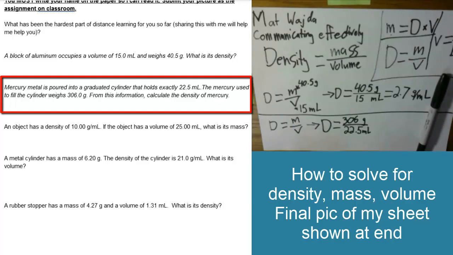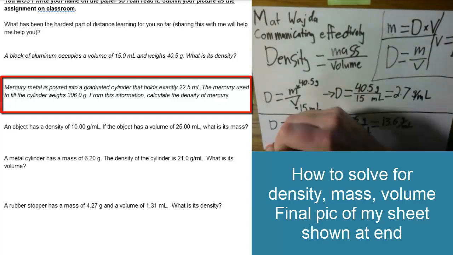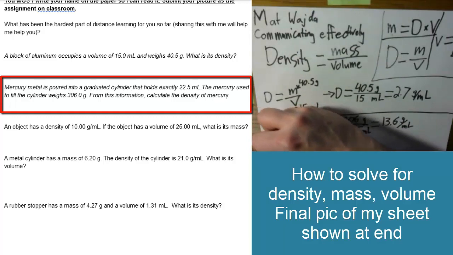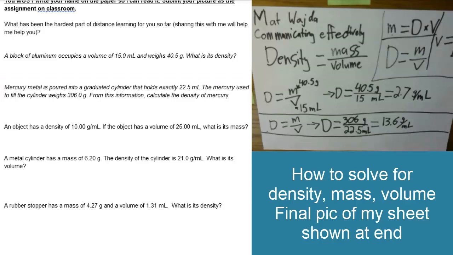306 divided by 22.5, and that would give you 13.6 grams per milliliter. Okay, so those ones are on the sheet there, but if you noticed, both of those follow the same format. Run out of space down there. And we haven't done one that solves for something different.